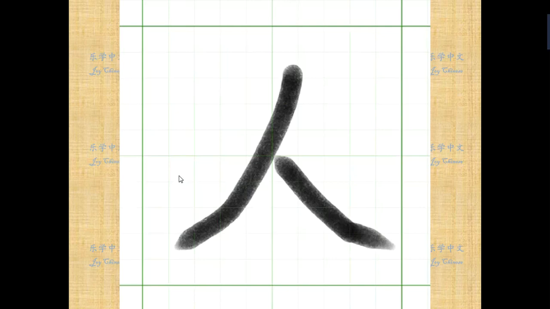Okay, this is all we have for today. I wish you remember these 5 basic strokes. They are so important. Almost each of the characters has 1 or 2 or a few of them.